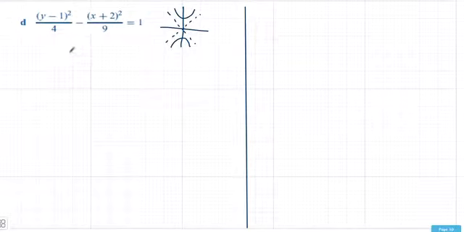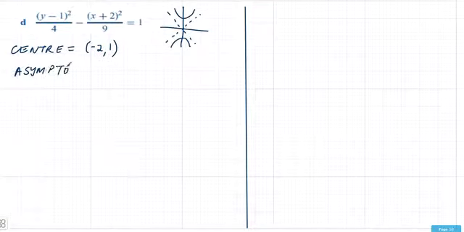asymptotes. So we're going to find, first of all, what our centre is. So we can read that off the graph. Be very careful here because the y is first and the x is second. So the x coordinate here would be -2 and the y would be 1. So the centre will be at -2, 1. To find the asymptotes, remember that what we do is we actually let this part of the equation equal 0.